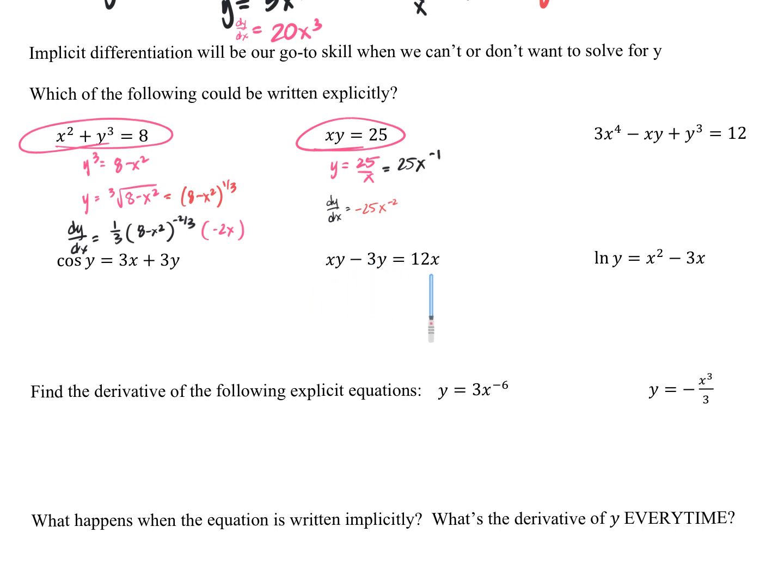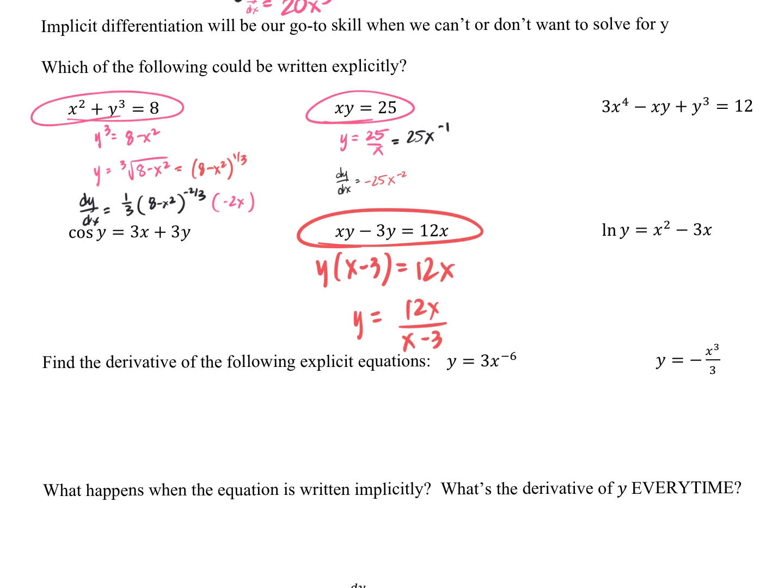Could I get a y by itself over here? Got two of them, but could I factor one out? Like this one I can't because this is my angle. I can't get this y, factor that out. But on this one, couldn't I have x minus 3 equals 12x? y equals 12x over x minus 3? So this one I'd say we could write explicitly because we can factor my y out. This one I cannot since it's that angle.